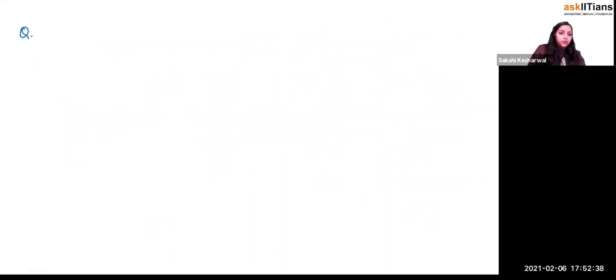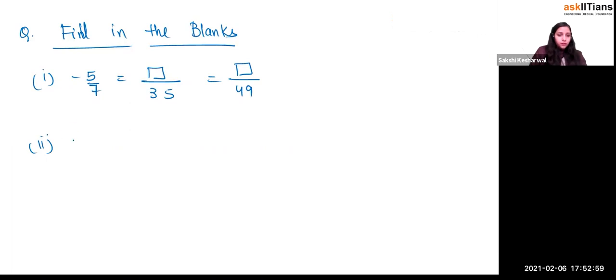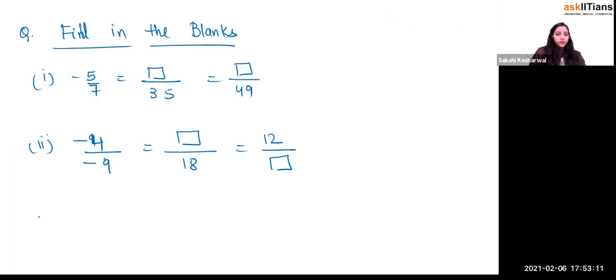Okay, let's do one more question. It says fill in the blanks. First question says minus 5 by 7 is equal to box upon 35 is equal to box upon 49. Question number 2 says minus 4 upon 9 is equal to box upon 18 is equal to 12 upon box, right? Third question is 6 upon minus 13 is equal to minus 12 upon box is equal to 24 upon box, right?